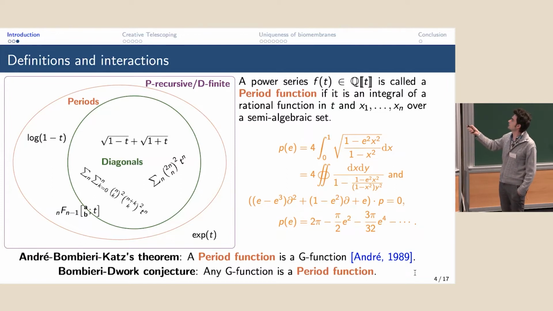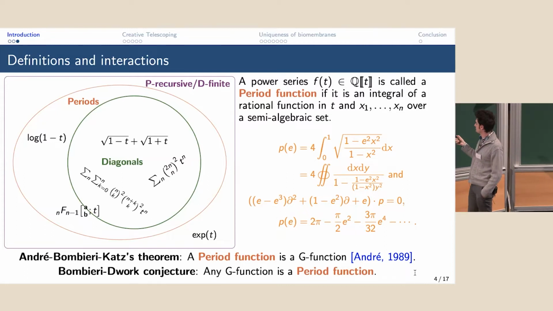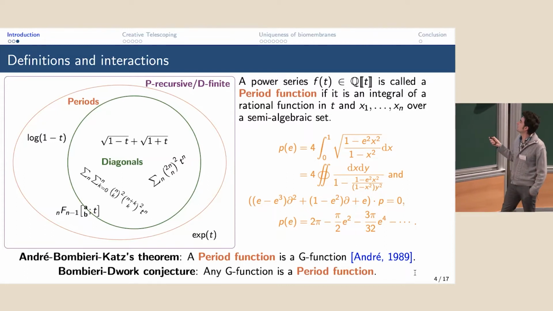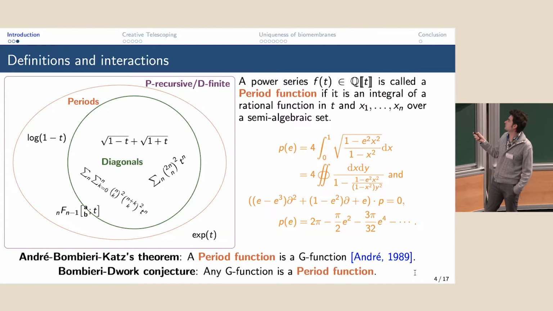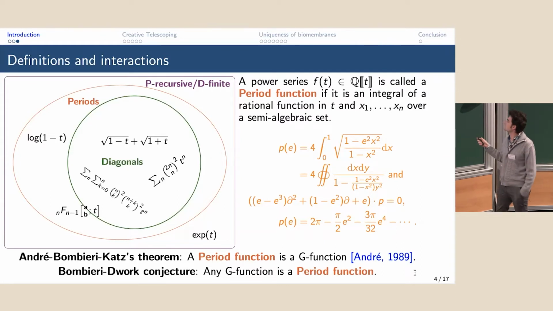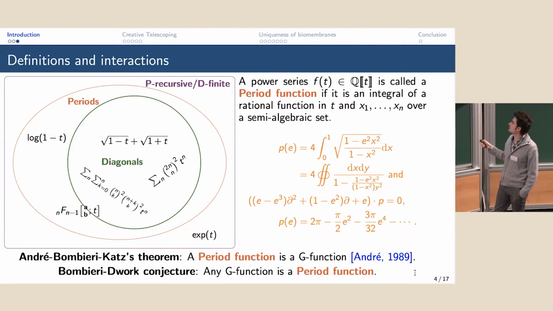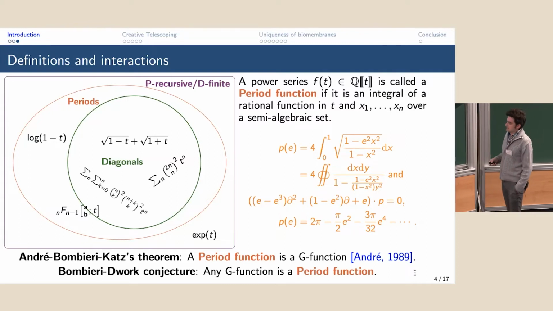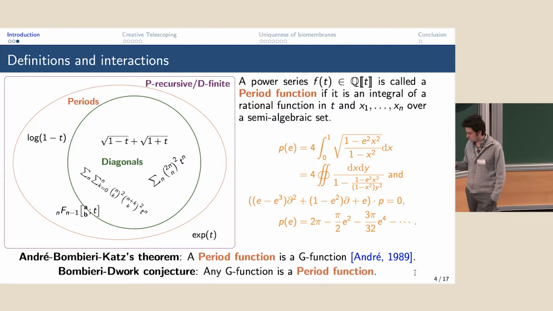So, for example, this is the example of the perimeter of an ellipse, computed by Euler already. So it is defined, or one can define it, as an integral of an algebraic function, which is equivalent to an integral of some rational function. So this is a period, and indeed it satisfies this second-order linear differential equation, which is actually a hypergeometric equation.